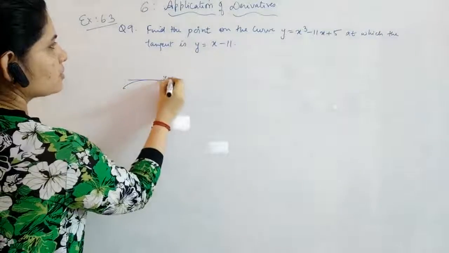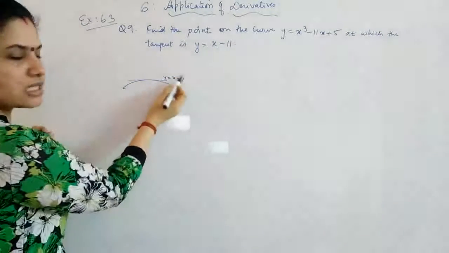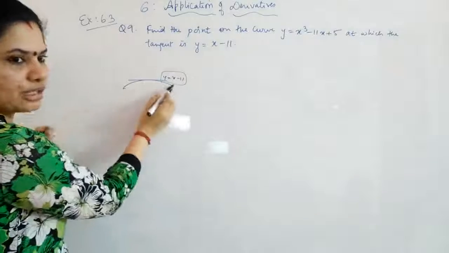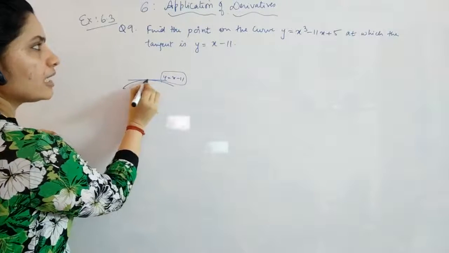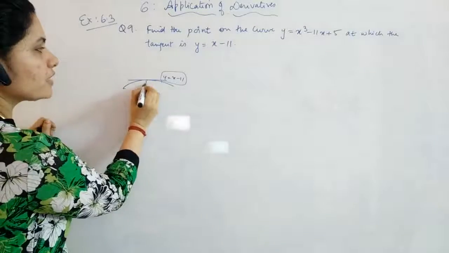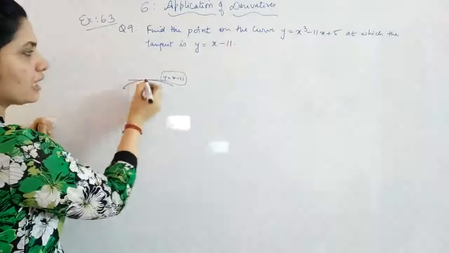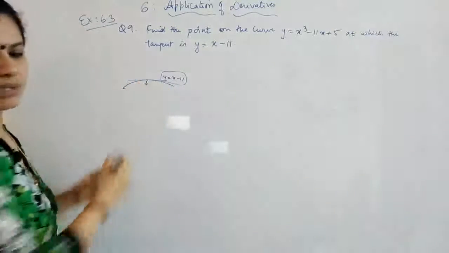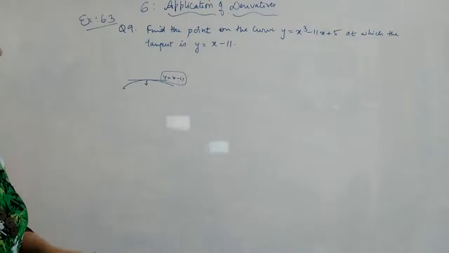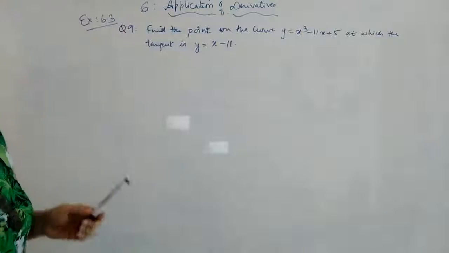The tangent is given to be y equal to x minus 11, meaning the slope of the tangent you will get from dy by dx of this one. The curve's tangent slope is also the same. So you have to differentiate the curve in order to get the slope of the curve, that is, the slope of the tangent to the curve. Both are the same, so you can just equate both of them in order to find the point.